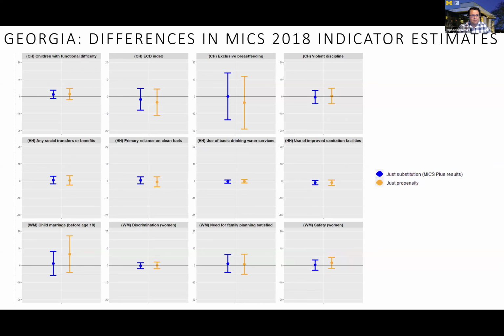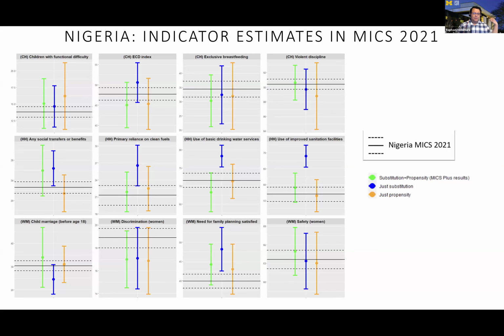Here are the same results, but looking at the difference in the indicators, just so you see that there are some cases where substitution performs much better, like here for exclusive breastfeeding, marriage before 18. What was the other one? ECD index. There are quite a few cases here where substitution performs much better, and in most of the cases substitution performs slightly better than the response propensity adjustment. So that was for Georgia.